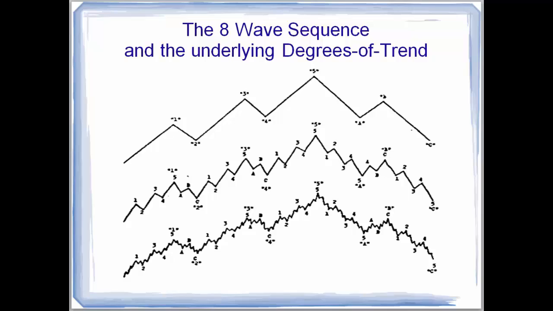Ultimately, there are always a number of degrees of trend operating simultaneously. The 8-wave sequence appears at all degrees of trend simultaneously. To view the different degrees of trend, one needs simply change the time frame of their chart from weekly to daily to hourly, for instance.